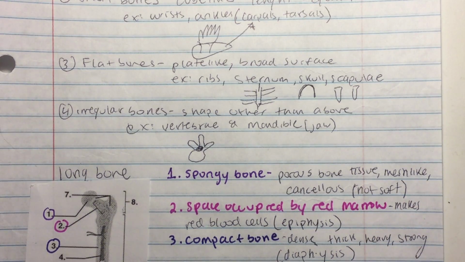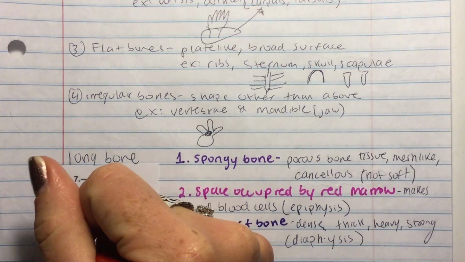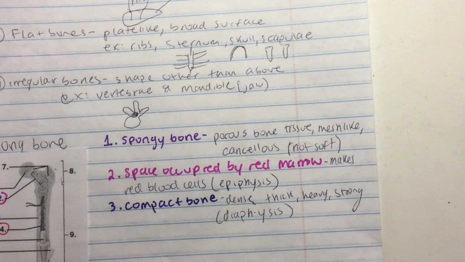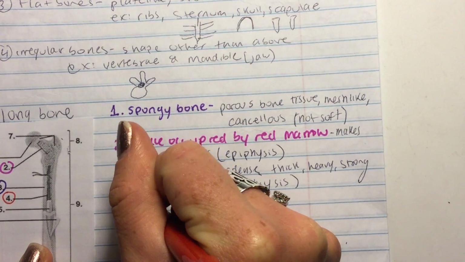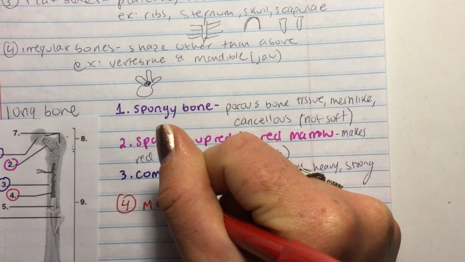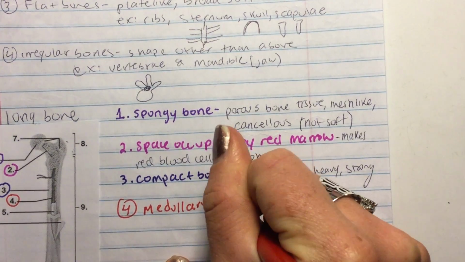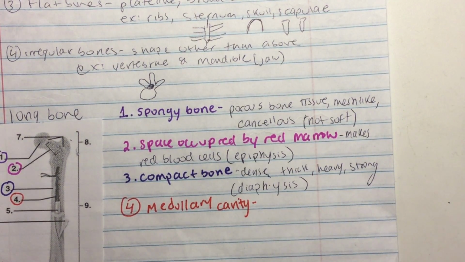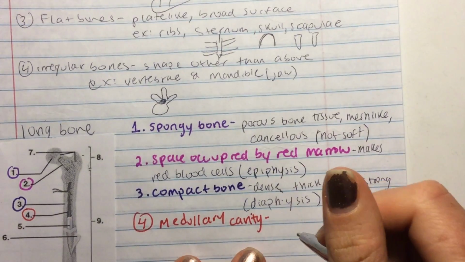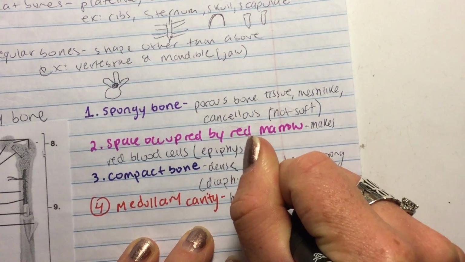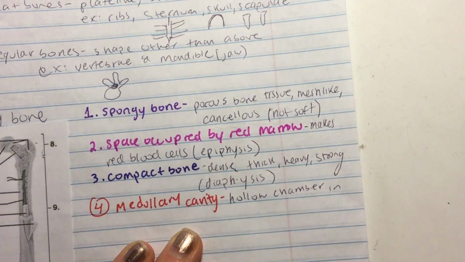Okay, moving on. Number 4, we have something called the medullary cavity. So I'm going to label this in red. So there's number 4. Moving over here, the medullary cavity. Now you see the word cavity, and really what this is just an empty space. Like it's something that holds something else. That's what it means for cavity. So it's just the hollow chamber in the diaphysis of a long bone.